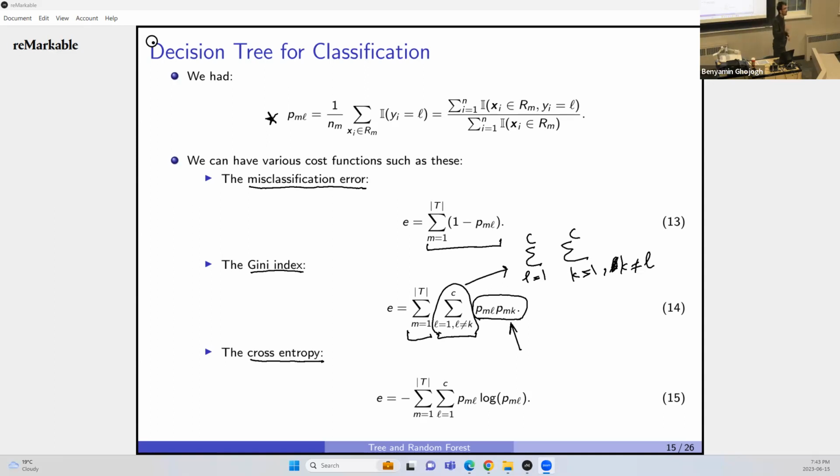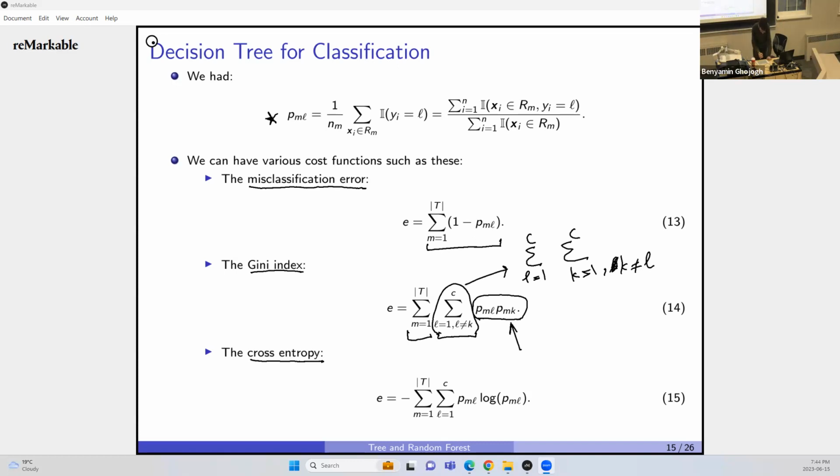However, if both of them are bad, they are both close to half, for example, then neither of them is close to 0. Therefore, their multiplication is not close to 0. Therefore, it's a measure of badness. That's why the Gini index is showing how much badness we have. Did you get it? Because when neither PML nor PMK is close to 0, it means that it's bad. And we are doing it for every pair of classes. Okay.